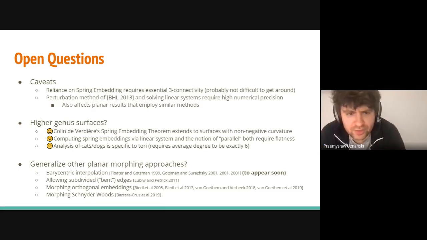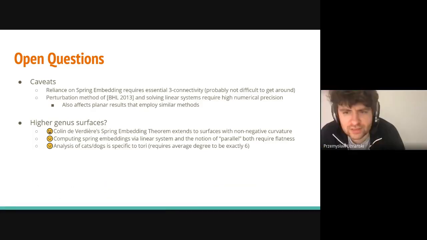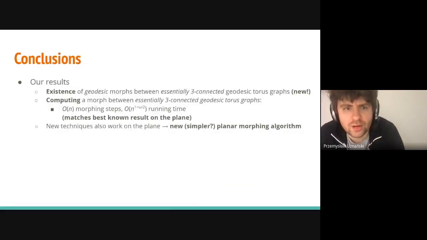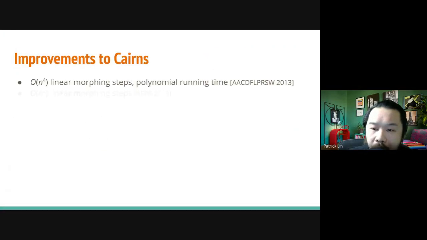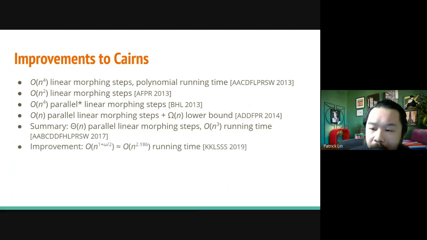In the previous approaches for planar graphs, the complexity was the same. It was 1 plus omega over 2. Yeah. Where does that omega over 2 come from? Okay. So hold on, let me find the slide. So this one over here.